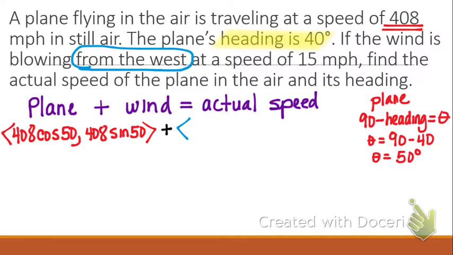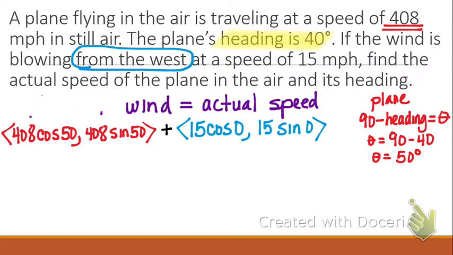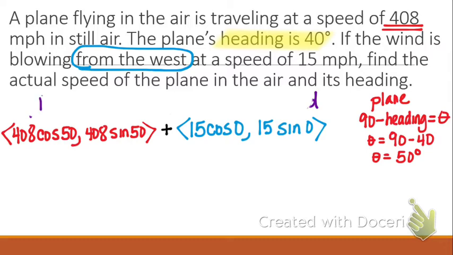Okay, so now we're on the wind. So the wind is traveling at a speed of 15 miles per hour from the west, so that means it's going east. So it's going 15 miles per hour towards the east. So we have 15 cosine 0 and 15 sine 0. That's my wind. So this vector is my plane, and then this is my wind. Go ahead, pick up your calculators.